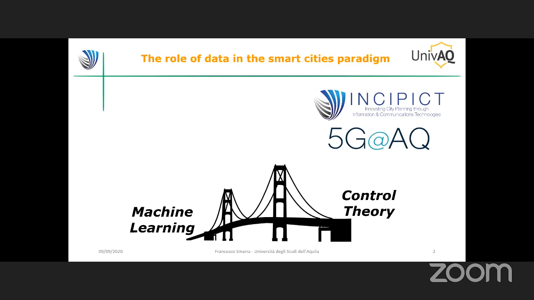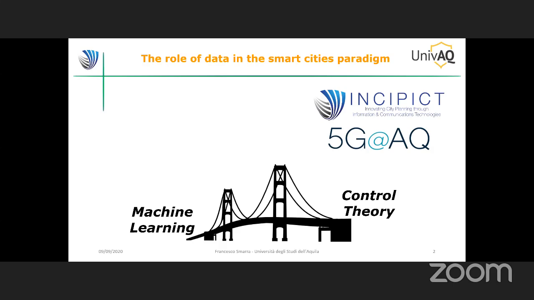In particular, our aim is to use machine learning algorithms to create mathematical models that can be used for control purposes, hence trying to create a bridge between machine learning and control, leveraging the big availability of data that the 5G technology can provide us.